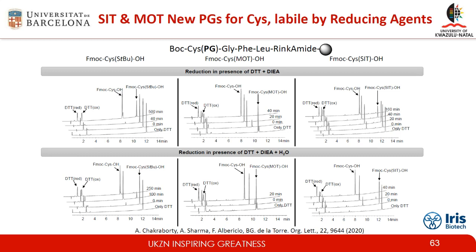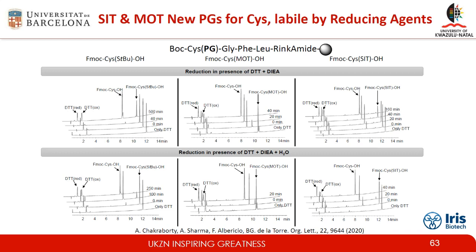When we did the same reaction with water. Again, take-home: scavengers are important in cysteine chemistry. When we did this for the tert-butyl, we need from 500 minutes, we need a little bit more than 100 minutes. For MOD it was very, very fast, and with the SIT was again in 20 minutes, but it was almost removed.